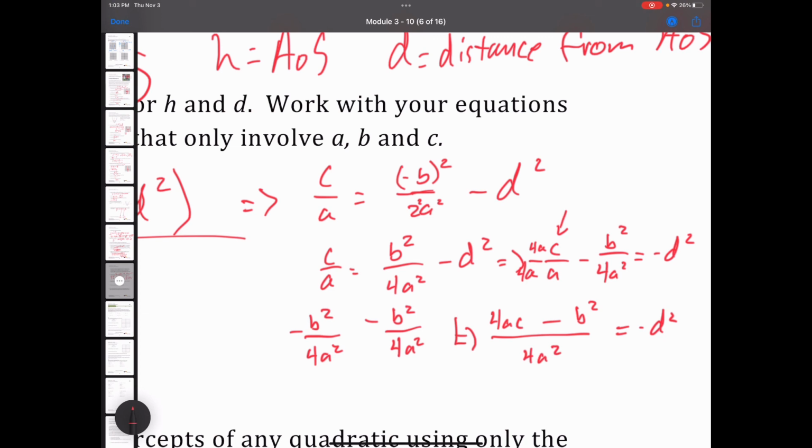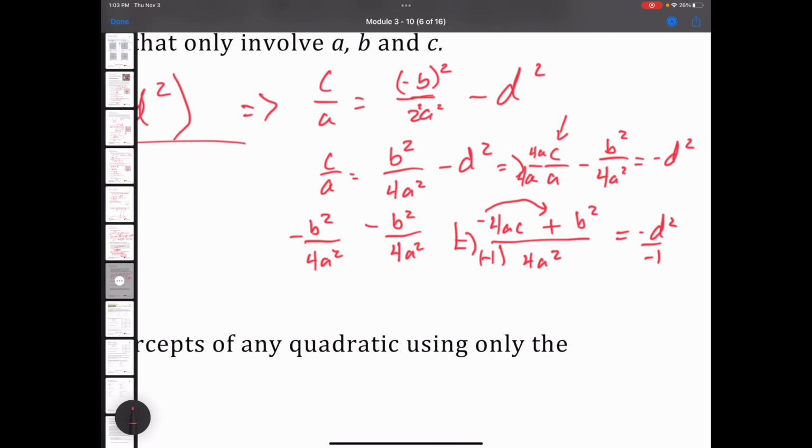Now I have a negative that I need to divide out, so I divide by a negative. That's going to distribute through to be negative 4ac plus b squared. I'll write the b squared first so that I don't have to have that negative out front. And that's all equal to d squared. Take the square root of both sides and I get plus or minus here. Those cancel off.